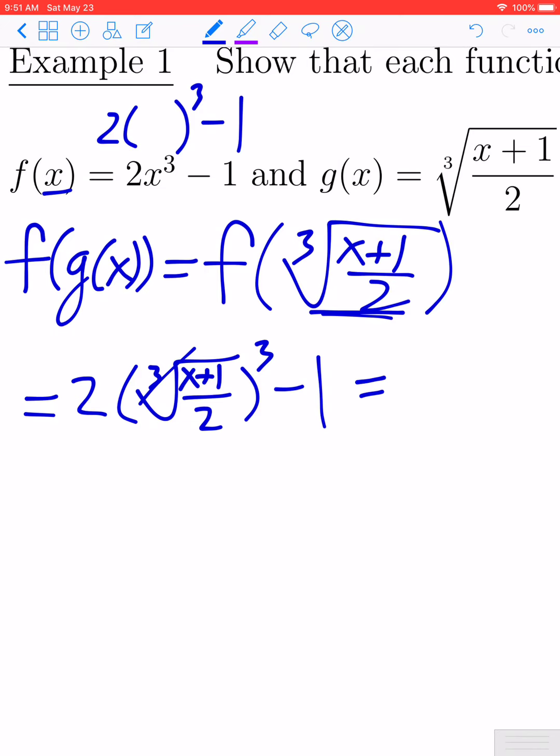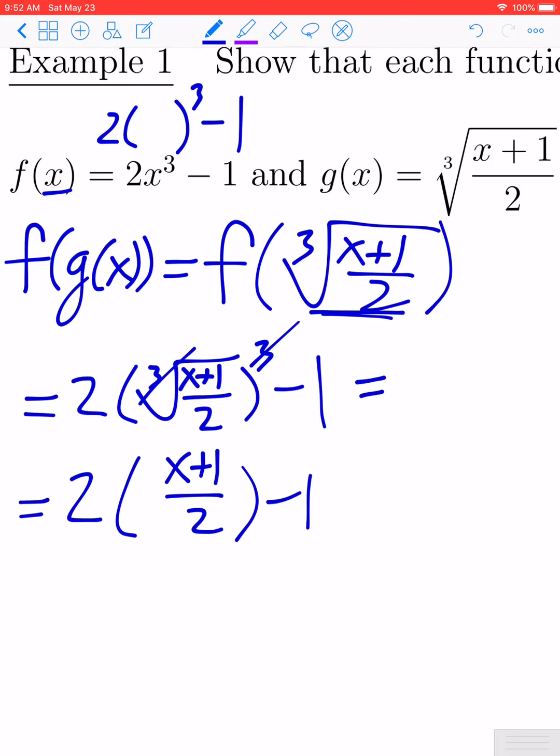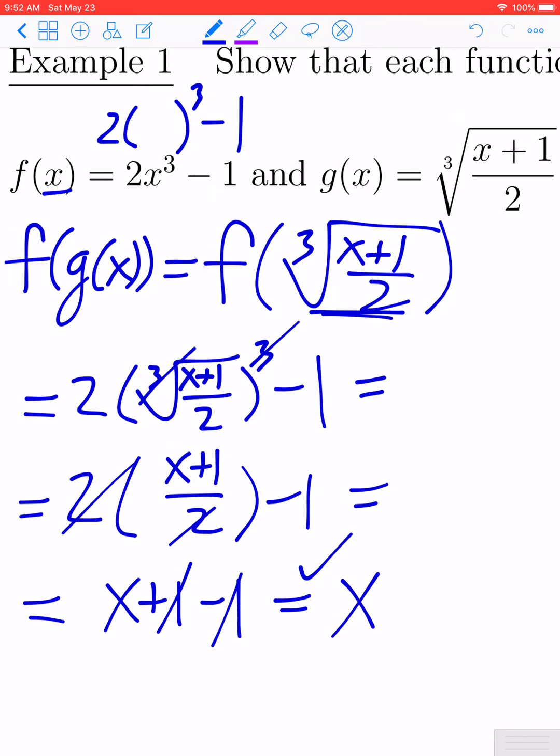First of all, the cube root and the cube will cancel. That would give us twice, no root anymore, twice (x plus 1) over 2 minus 1. Next, the multiplication by 2 and the division by 2 cancel. So we get x plus 1 minus 1. And then the positive 1 and the negative 1 cancel, and we do get x. So we checked, and f composed with g of x does equal x.